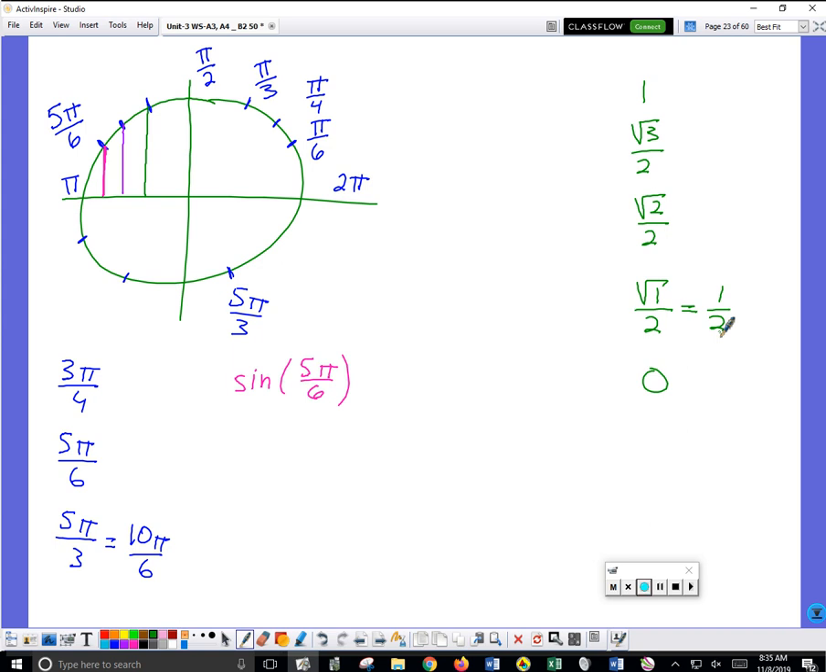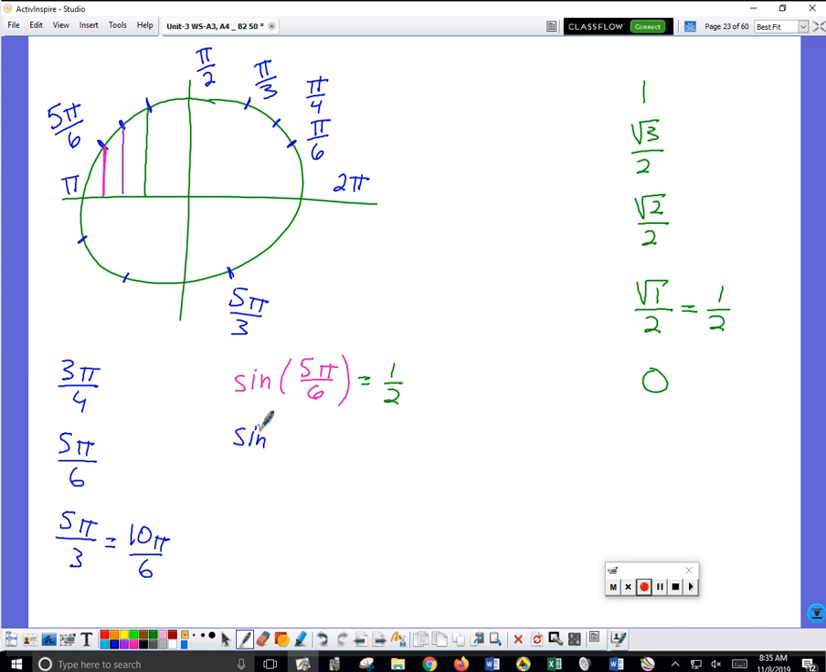I need the sine of 5 pi 6. So I draw a circle, I count, and I go, oh, sine is the up and down. Hey, it's the short one. Question? Cool.